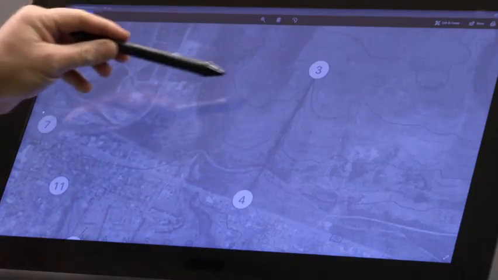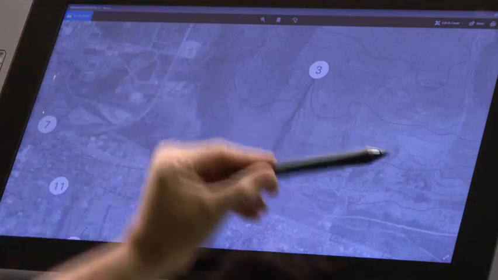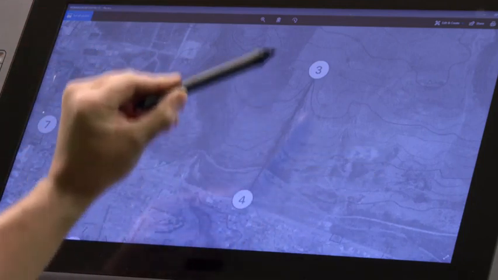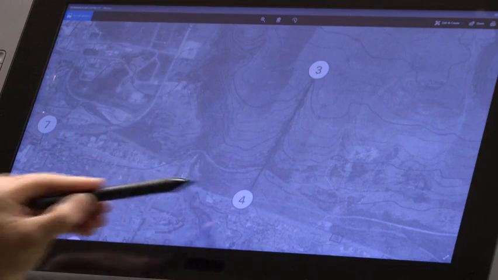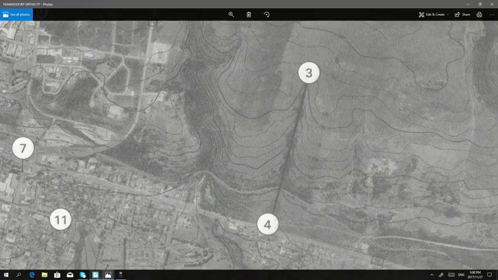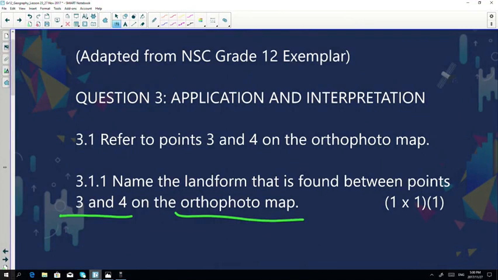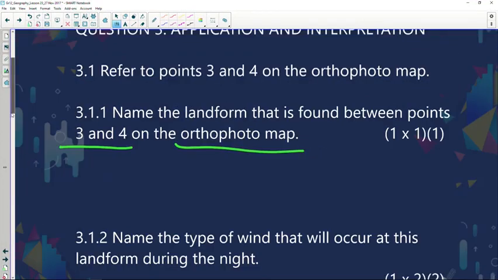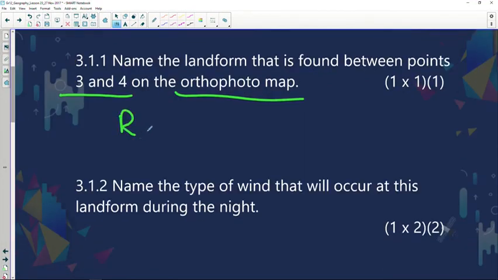Look at the contour lines, please pay attention over there. And these landforms you first studied in grade 10, and that's theory application, and the correct answer over there will be a river, or you can mention a valley.